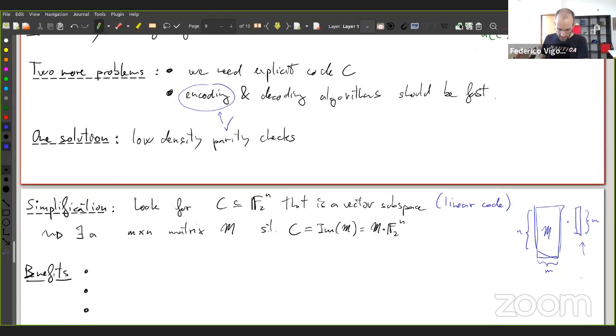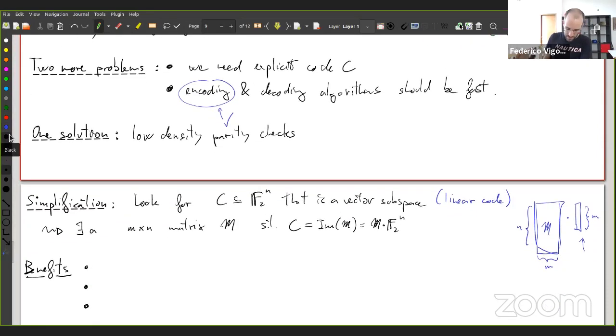So in particular, let me say this is one of the benefits. One of the benefits of looking at linear codes is that there is an easy encoding algorithm.